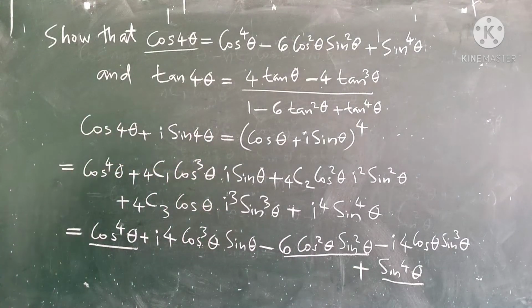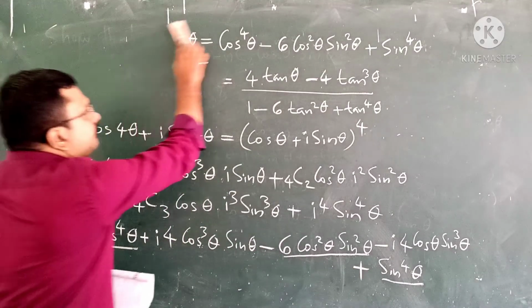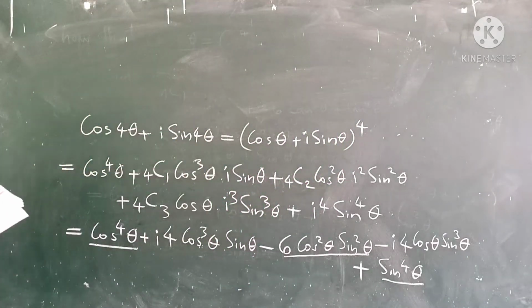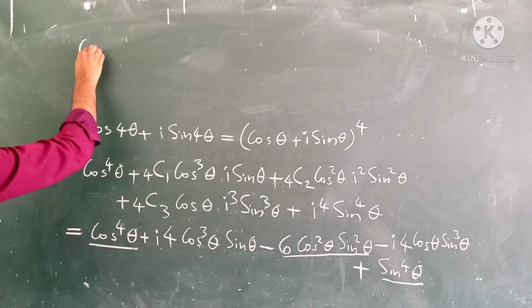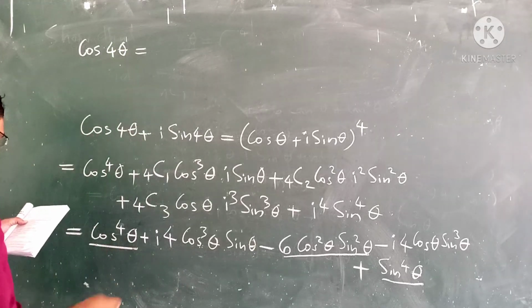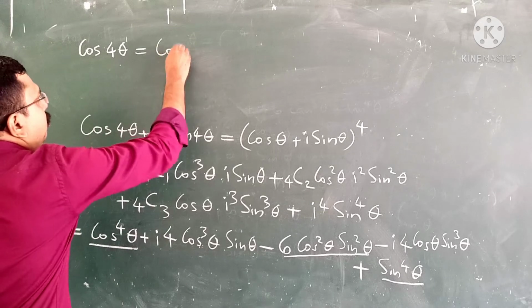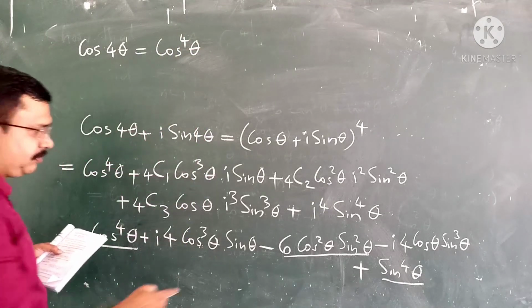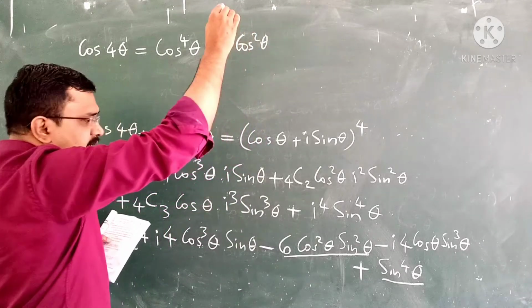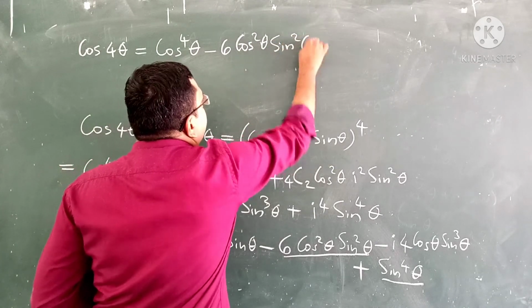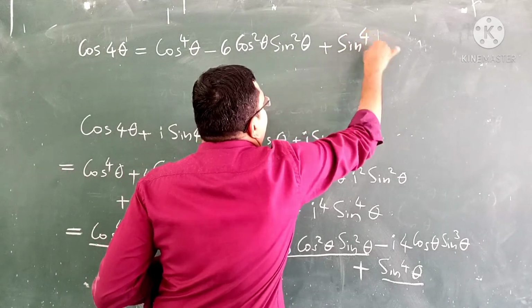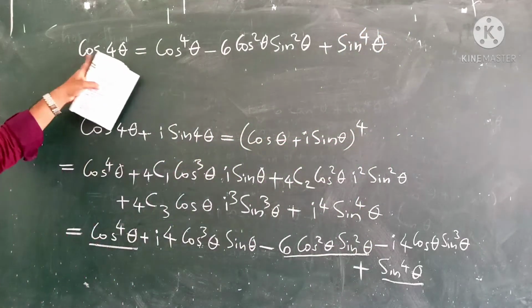That is, cos 4 theta is equal to, equating the real part, cos raised to 4 theta minus 6 cos square theta into sin square theta plus sin raised to 4 theta. Okay, that is our cos 4 theta.